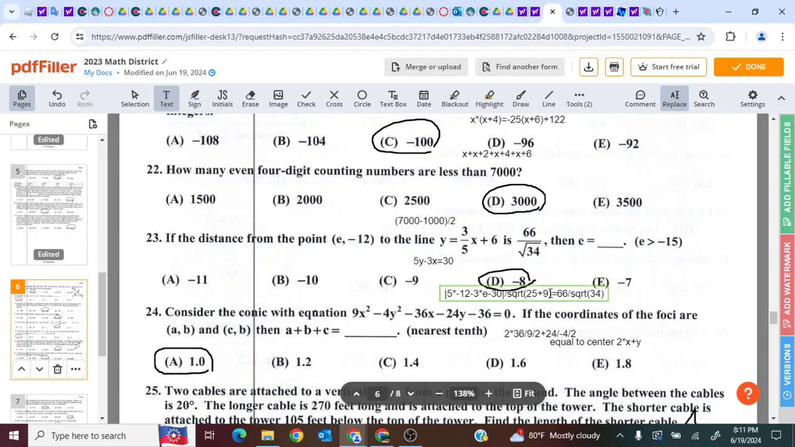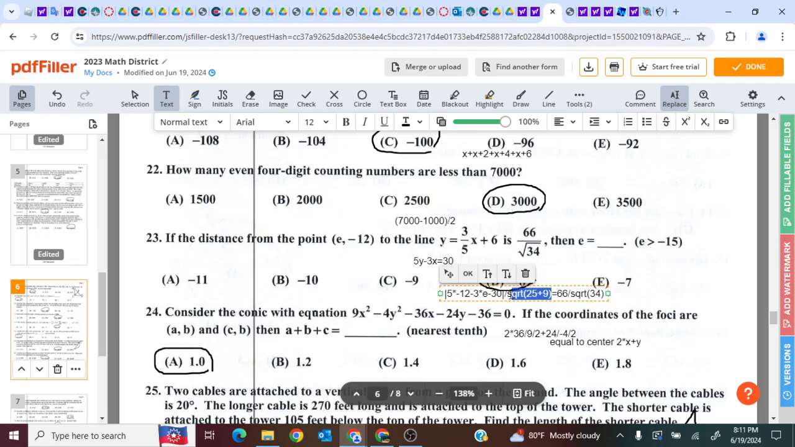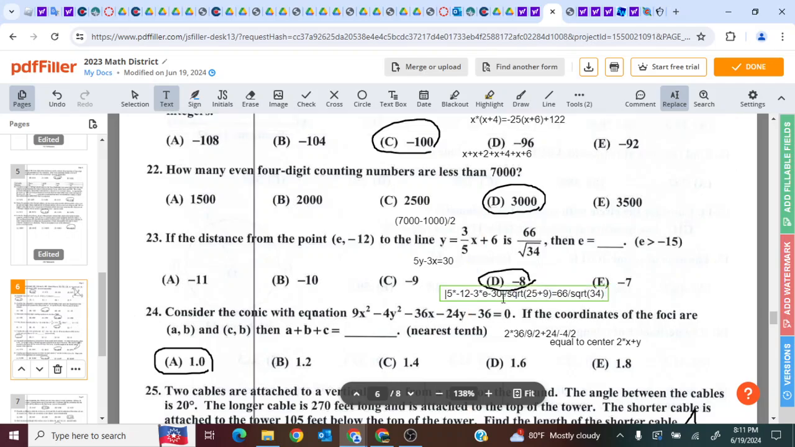I should really call that something because I would save a lot of my typing, or talking. But in any way, the square root of 25 plus 9 is the same as the square root of 34, so they cancel out. So basically, you're looking for 5 times -12 minus 3 times your unknown minus this 30 that goes over, is equal to 66 right here. And if you do that, you'll get an e-value of -8.